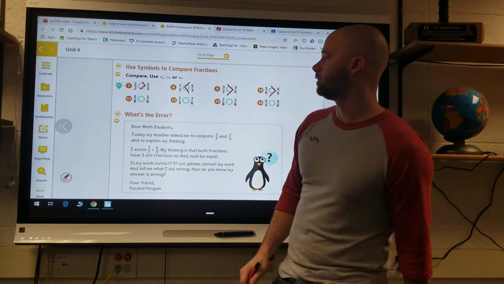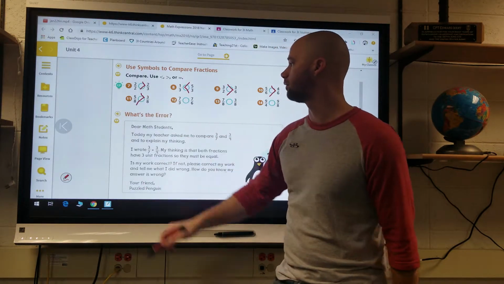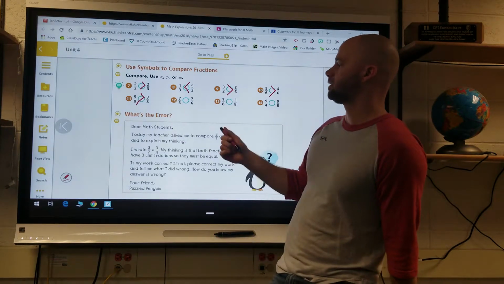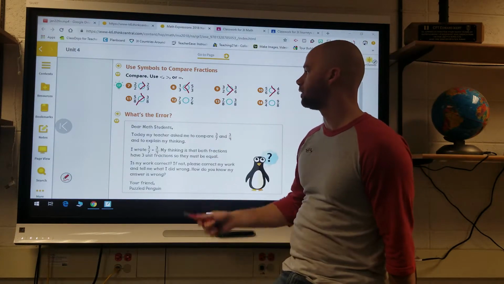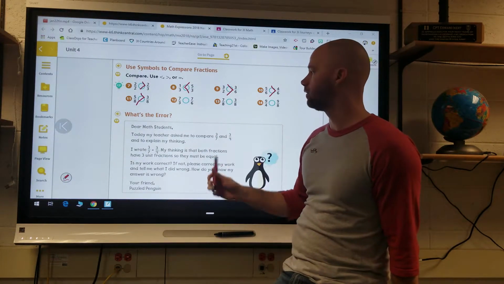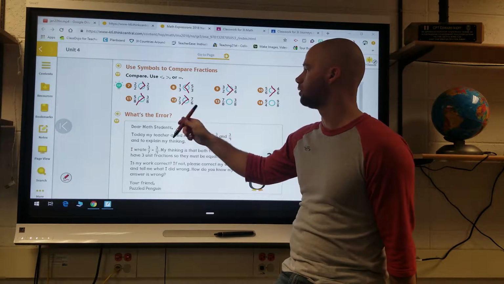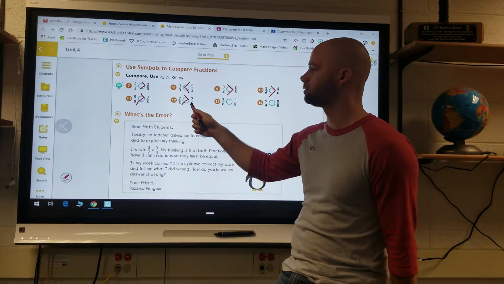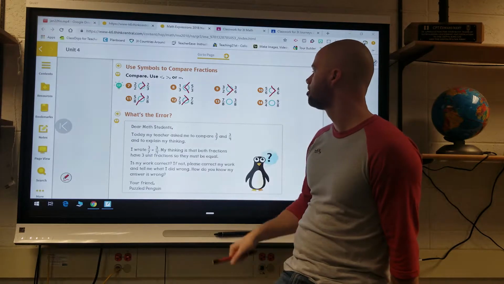Same one here, 5/8 and 3/8, so 5/8 would be greater than 3/8. Different denominators, but same numerator. So we're going to go with the lower denominator there. So this would actually be over 2. This would just be a little bit over 1.